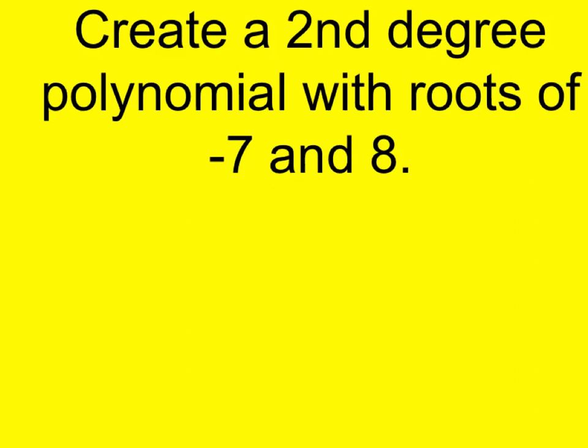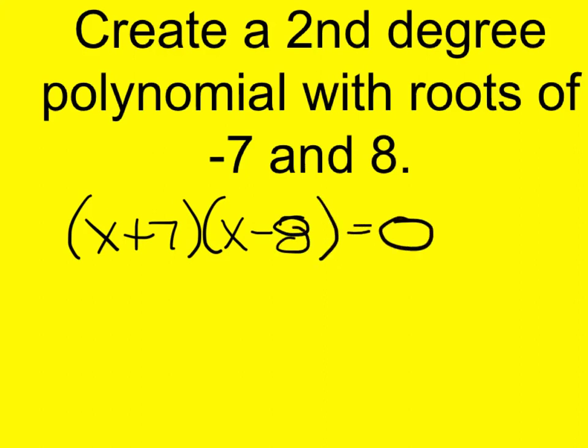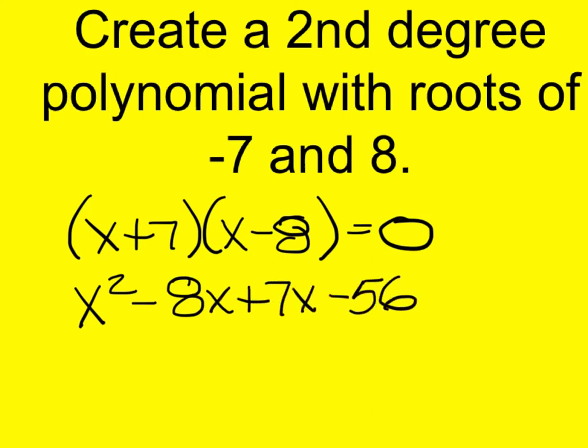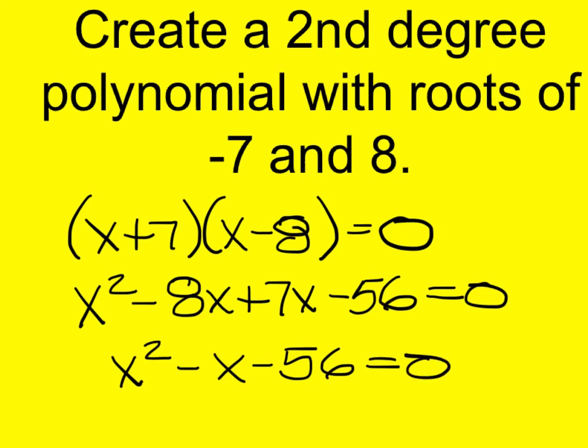Oh my gosh. Alright, you're going to have x plus 7 and then x minus 8 equals 0. When you multiply, it's x squared minus 8x plus 7x minus 56 equals 0. And simplify the middle. X squared minus x minus 56 equals 0 is your answer.